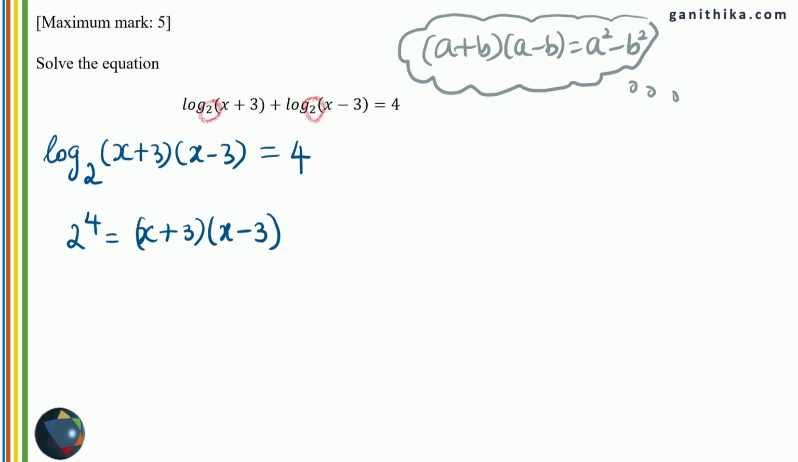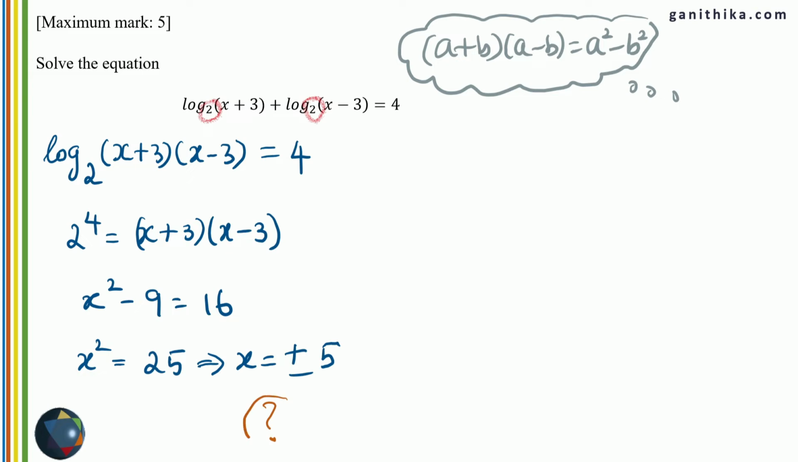Now x plus 3 times x minus 3, using this identity, would be x square minus 9. On the right hand side it will be 16, for 2 to the power of 4. Now you can simplify this and find x value as plus or minus 5. That's easy. But here, since this is a logarithmic equation, you have to stop here and think whether it is plus 5 or minus 5 for the answer, or both.